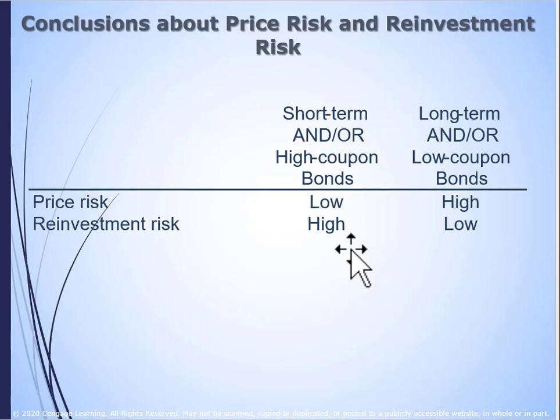So what are the conclusions? Well, for short-term or high coupon bonds, price risk is low, reinvestment risk is high. Now, what you might notice here is that these are opposite. When one is positive, the other is negative. It's way beyond these current videos that we've been talking about, but we might want to find ways to negate some of the bad impacts from interest rate changes and interest rate risk.